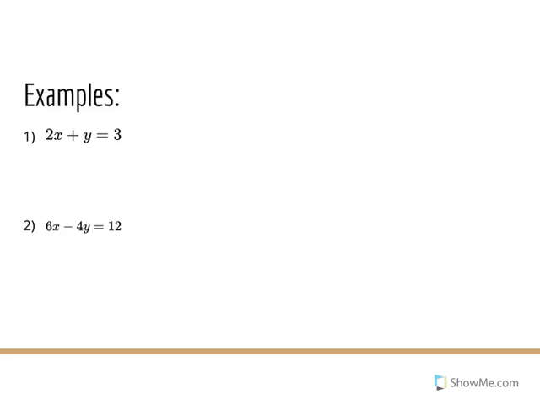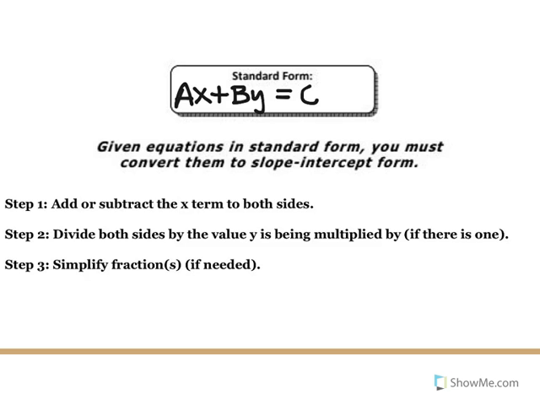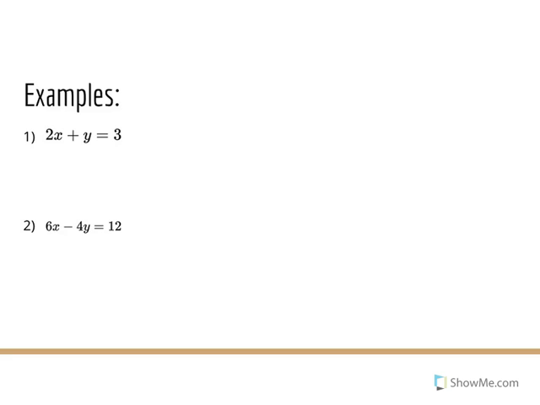So our first example, our first step was to add or subtract the x term to both sides. So we're going to go ahead and, since it's a positive 2x, I'm going to subtract it because remember we have to do the reciprocal to get rid of it. So now I subtracted 2x from both sides. I'm left with y equals -2x plus 3.